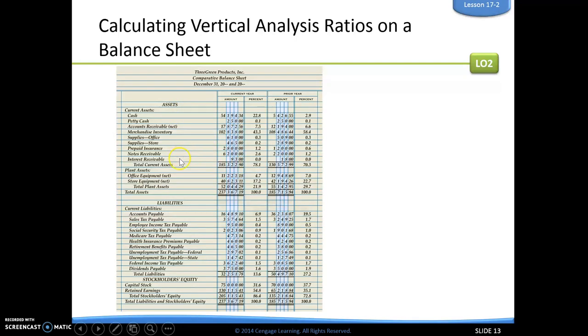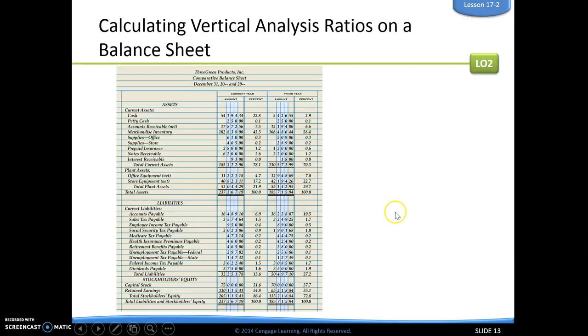We've got our assets listed here, liabilities, and stockholders' equities. Hopefully you remember from Accounting 1 that our accounting equation is assets have to equal our total liabilities and stockholders' equity, so you can see that that happens here.